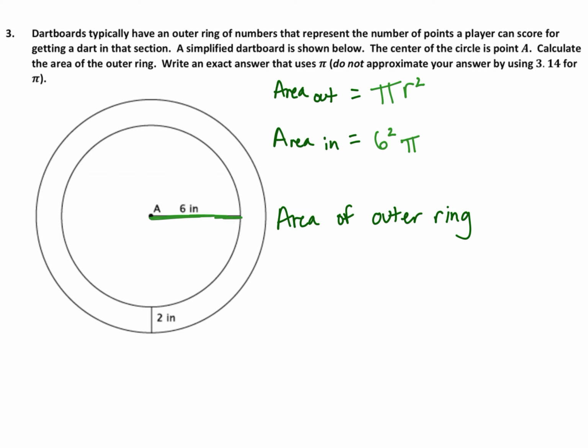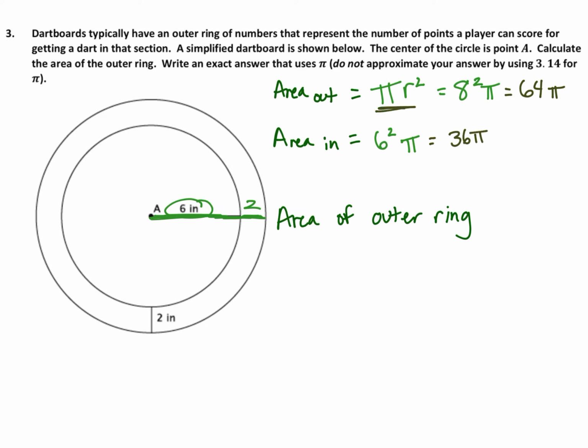So the radius for the whole outside circle would be 6 and 2 more, which means that it has a radius of 8. Squared means that you multiply something by itself. So 8 times 8 is 64, and we still have that pi symbol. 6 times 6 is 36, and we have that pi symbol.